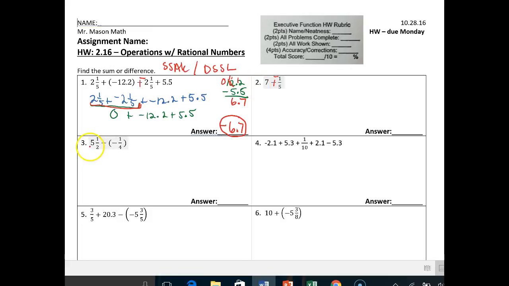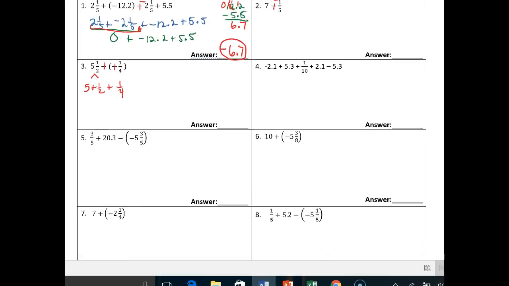I'm going to start number 3 for you, but then you guys will finish it. So I would set it up like 5 plus 1/2 plus 1/4. So there you will have to find common denominators. All right, number 4 I wanted to do with you guys.